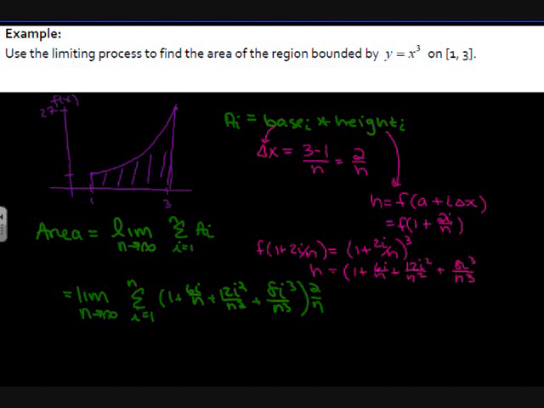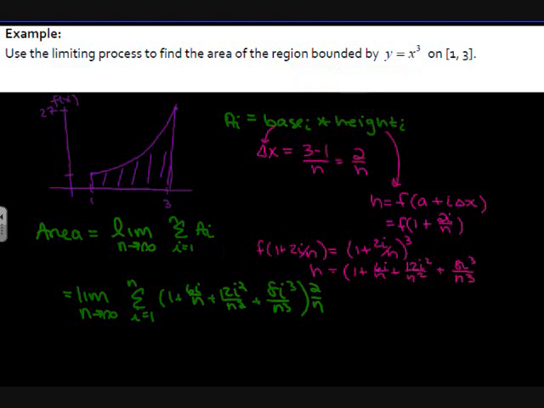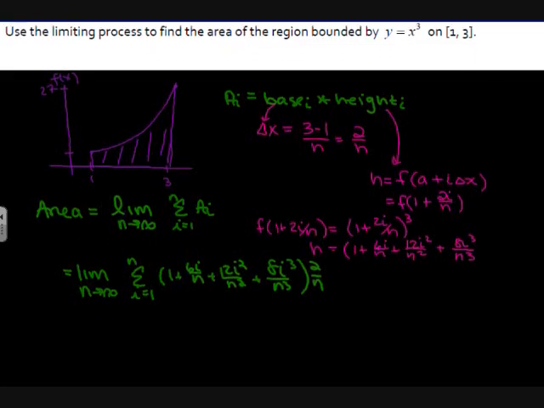Okay, so the hard part is done. Once we get these problems set up, these are not that difficult to do because from here until the end, we basically just have a big algebra problem. Okay, so the first thing we're going to do is distribute the 2 over n, and I'm going to use my property for sums to split that up into 4 separate sums.